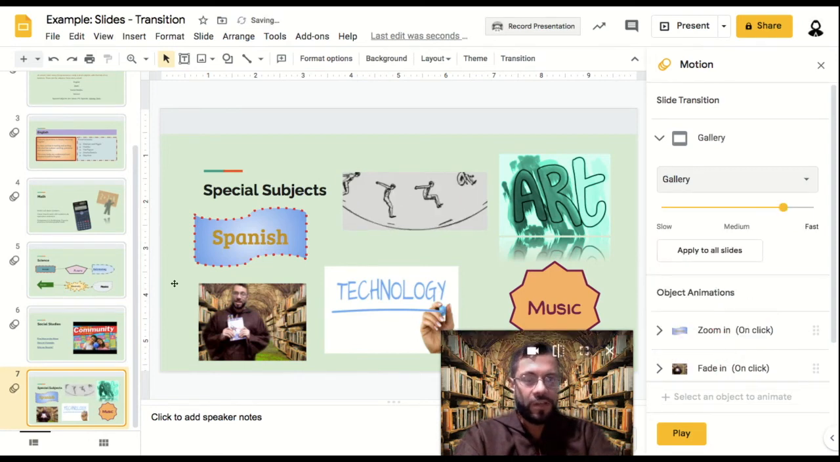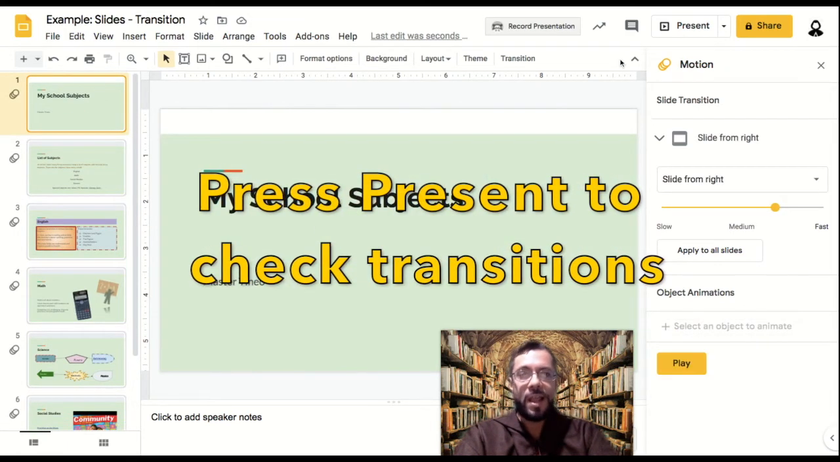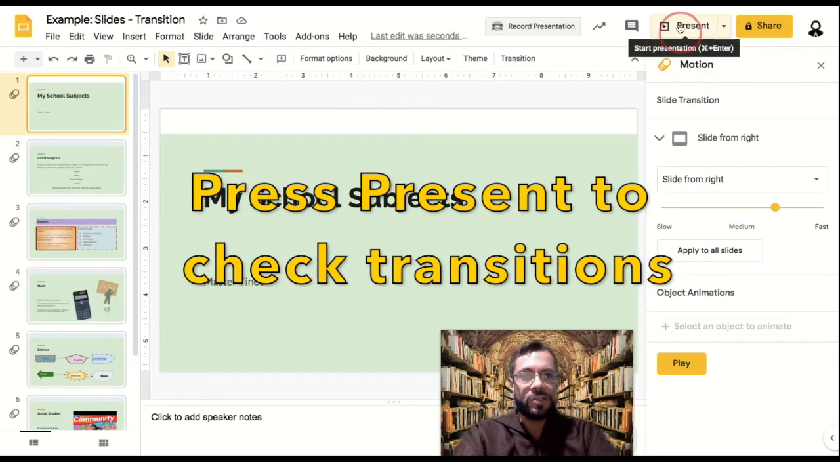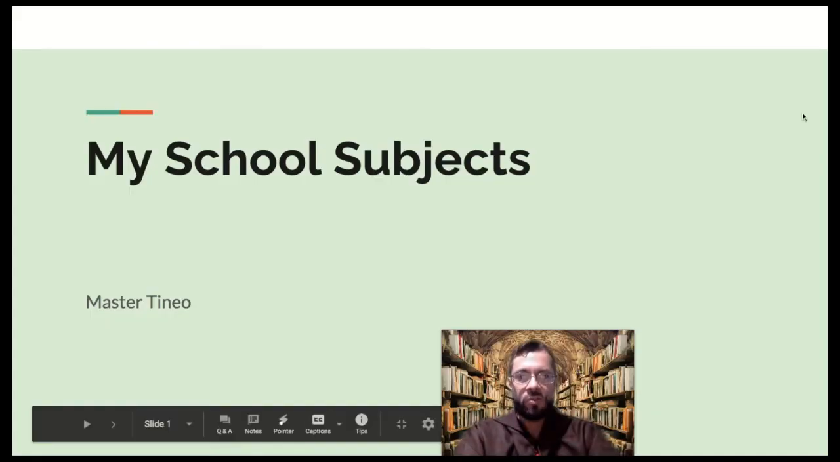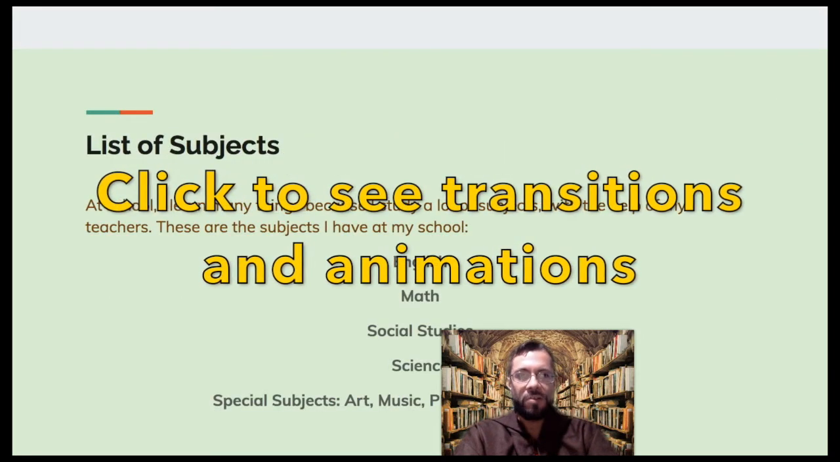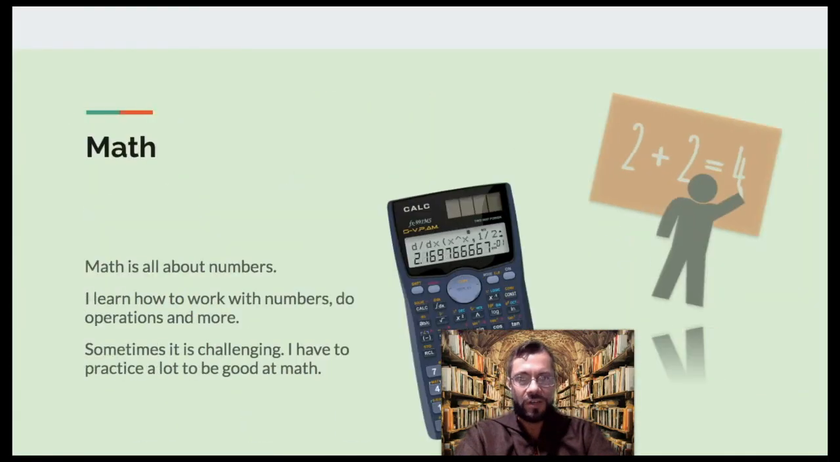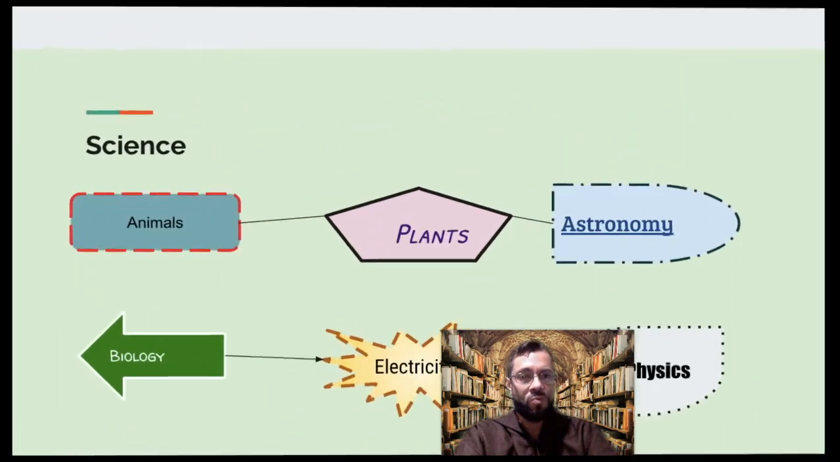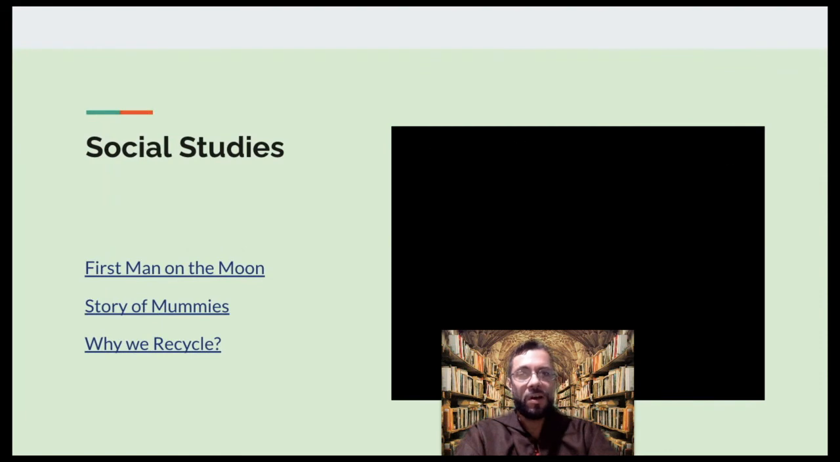When I'm finished, if I want to see how everything looks, I can go back to the first slide, and then I click the present button over here to see the presentation on the whole screen. And after it loads, I can click and see how the transition effects appear as I advance in the presentation.